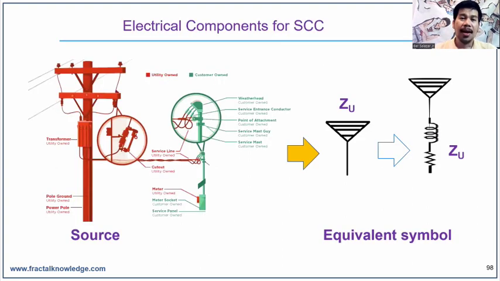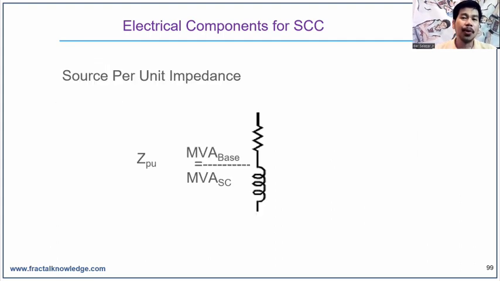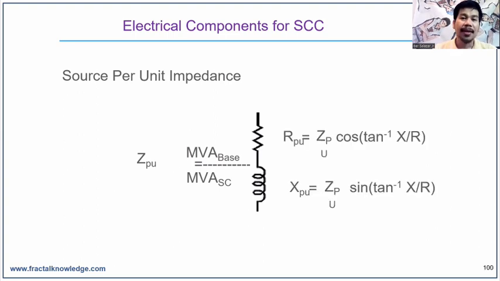Okay? Let's go back here. This is the equivalent symbol for impedance of the utility. You will use it in the creation of your impedance diagram. It is composed of a resistance and a reactance, and we can call it ZU, or utility impedance, or point of connection impedance. For the per unit formula, we will use Z per unit is equal to MVA base over MVA SC, or the fault duty. Then the R per unit, or the per unit resistance, is equal to Z per unit times cosine of arctangent X over R, and X per unit is equal to Z per unit times sine of arctangent X over R. We can see this formula in action later in this course.